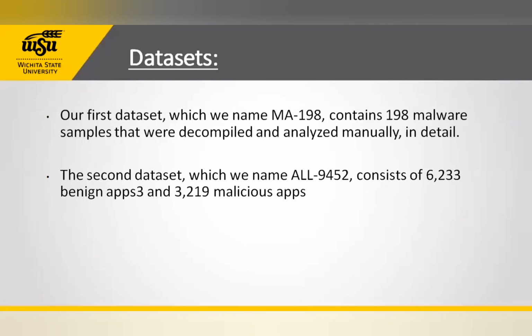Hi, this is Lankesh. I'm continuing the explanation about the datasets. Our first dataset, which we name MA198, contains 198 malware samples that were decompiled and analyzed manually in detail. The 198 samples come from the Malware Genome Project, Drebin and AndroZoo. The second dataset, which we name ALL9452, consists of 6,233 benign apps and 3,219 malicious apps. These apps were analyzed automatically.